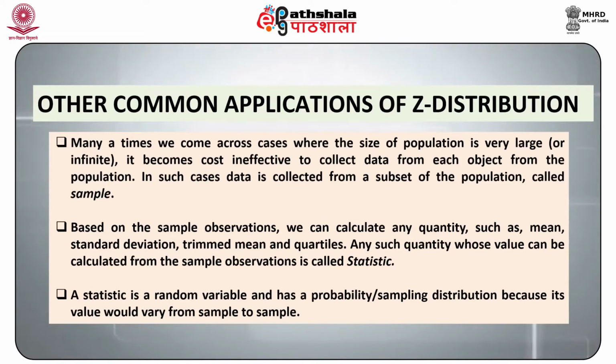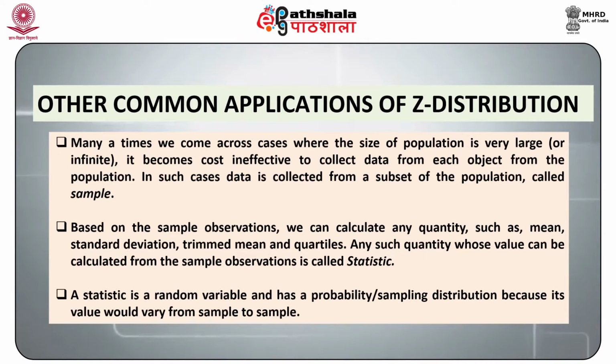Many times we come across cases where the size of population is very large or infinite. It becomes cost ineffective in terms of time, money and effort to collect data from each object from the population. Instead, in such cases, data is collected from a subset of the population called sample. Based on the sample observations, we can calculate any quantity such as mean, standard deviation, trimmed mean and quartiles. Any such quantity whose values can be calculated from the sample observations is called statistic.